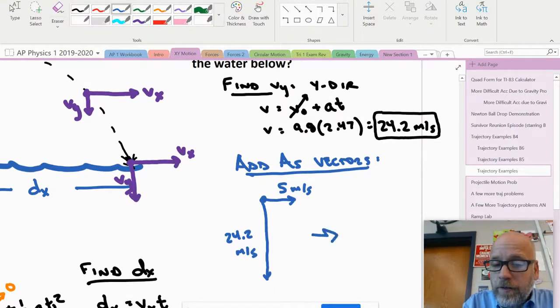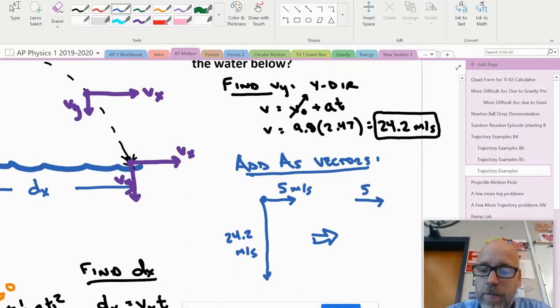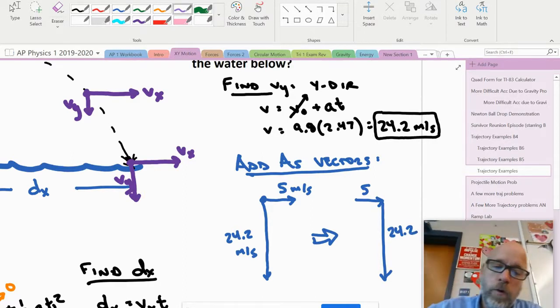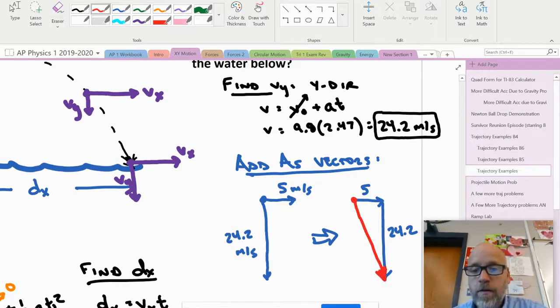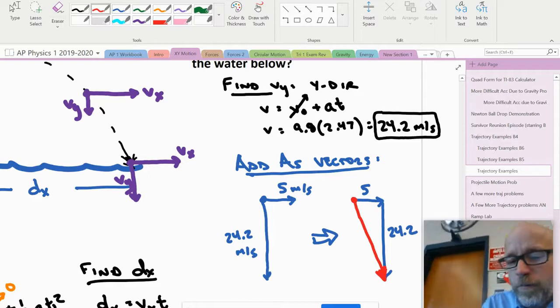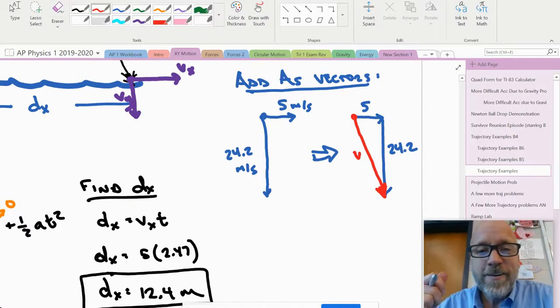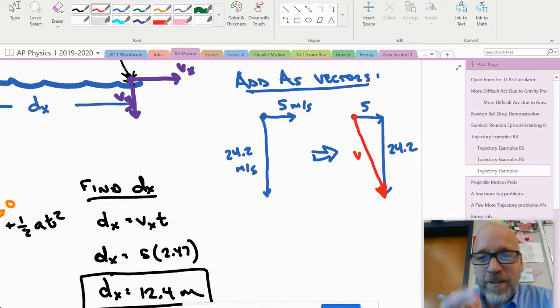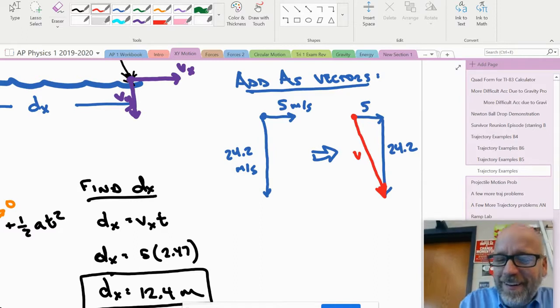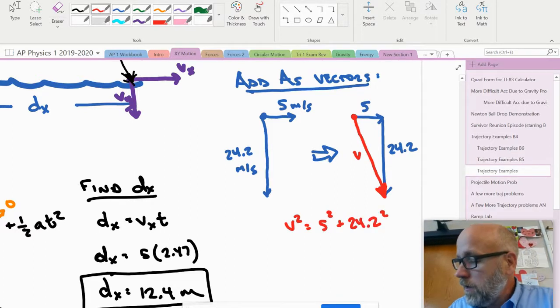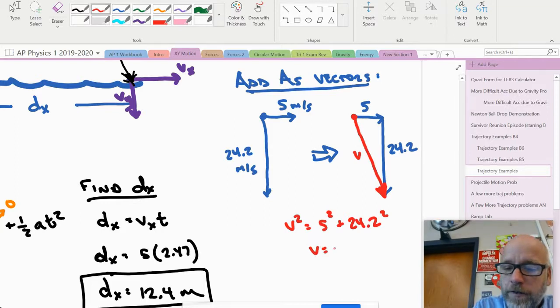Well, what I can do is sort of transform them so that I'm adding them tip to tail. And the resulting velocity will be this component. The arrow that I just drew will be the actual velocity of the object. Now I can solve for that. Oh, x and y are perpendicular to each other. They make a right triangle. Because of that, I can use Pythagorean Theorem. So v squared equals 5 squared plus 24.2 squared. Take the square root. I got 24.7 meters per second.